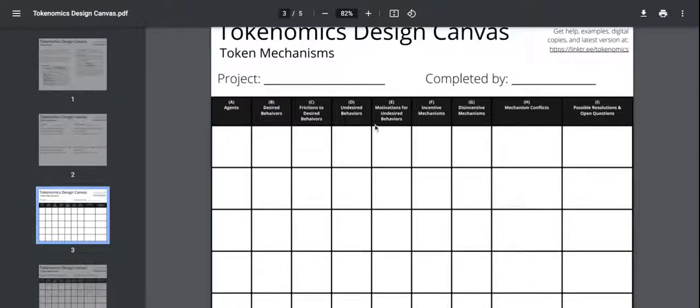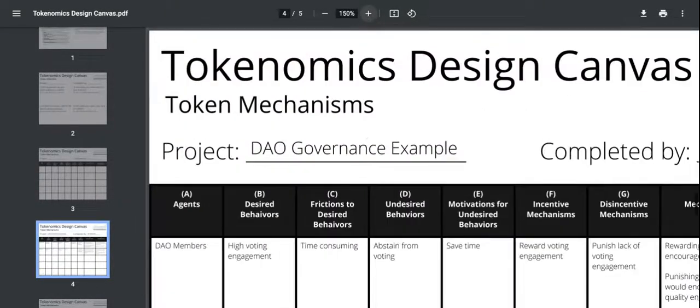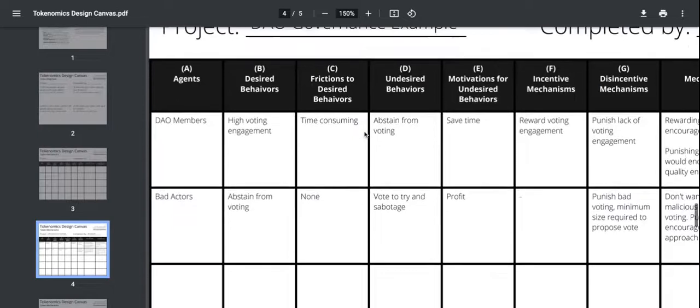We're going to complete columns A through G first for every row, and then only after completing every row, go and complete column H, and then complete column I last. And so let's look at an example. I put together a simple DAO governance token example. I'm going to zoom in a bunch here so I can make sure people can read this. And here we have, in this simple example, 2 agents. We have DAO members, and we have bad actors, saboteurs, people being malicious.